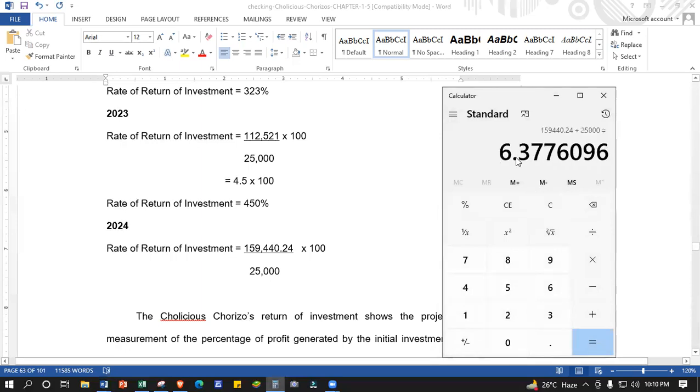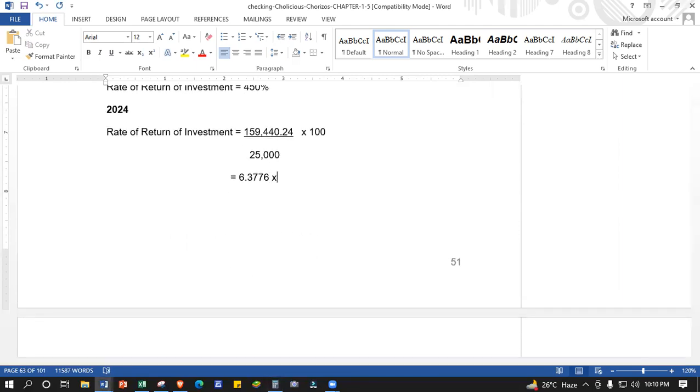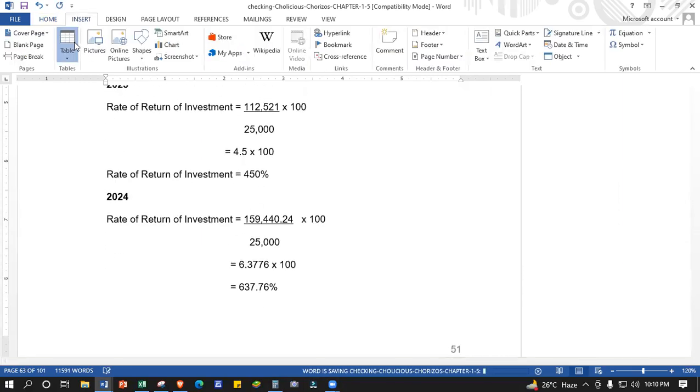And then for year 3, 159,440.24 divided by 25,000. That's 6.377, times 100. So that's actually 637.76%.